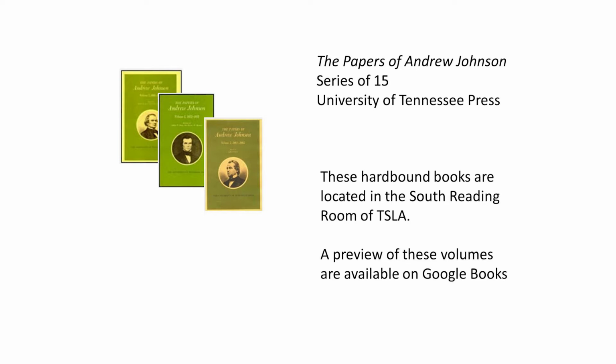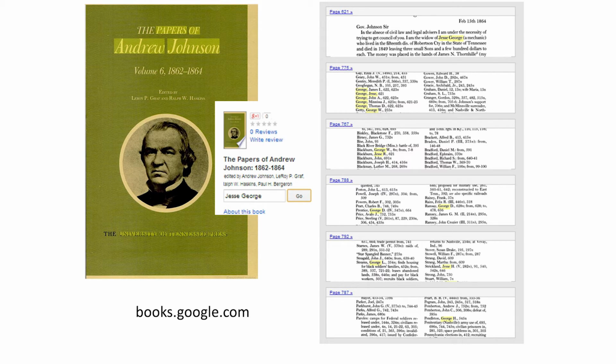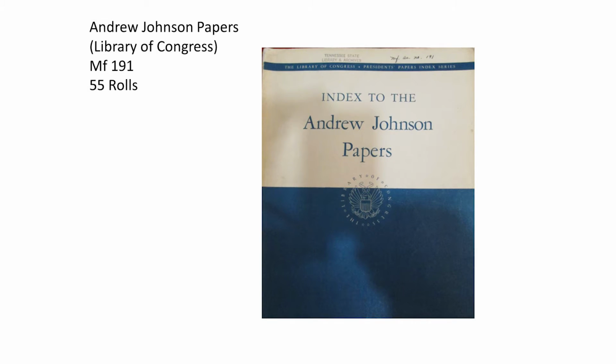That's what it looks like on Google Books. I can search for a name within Google Books, and it will identify the page number and volume in the pages downstairs. But let's go one step further. The Library of Congress has these original papers. We have the microfilm copy. They published an index to them, and all of those indexes have now been digitized, so I can look at this index published by the Library of Congress.